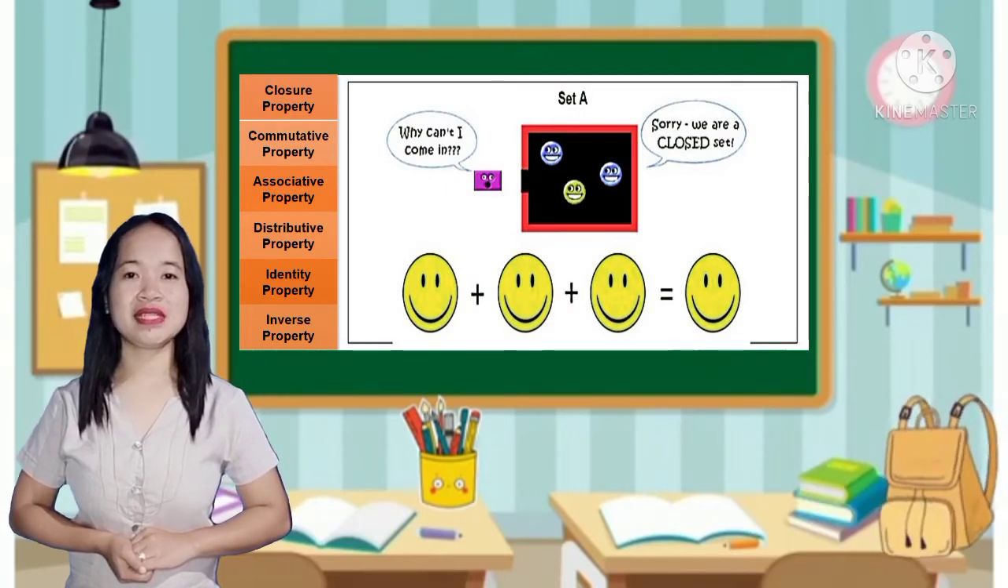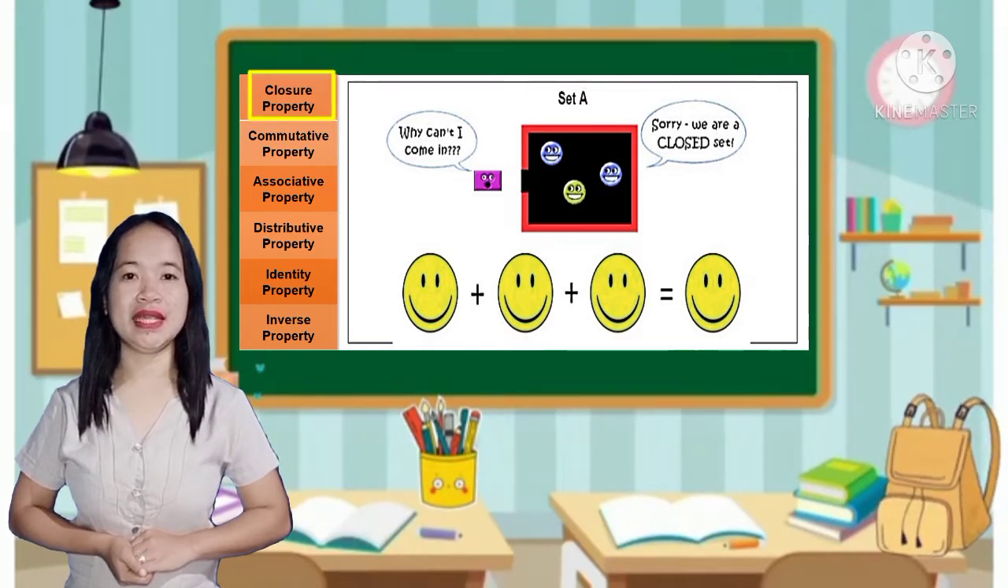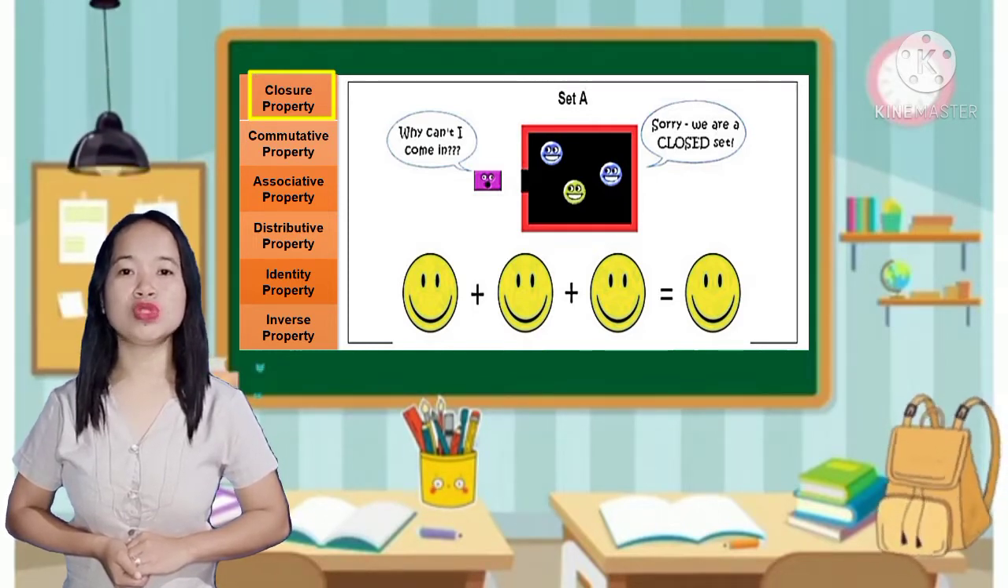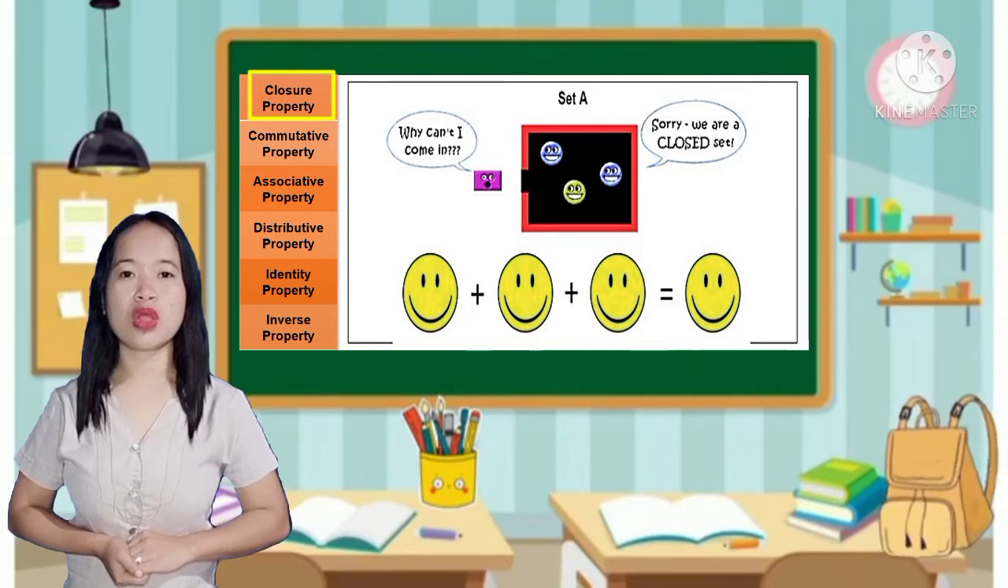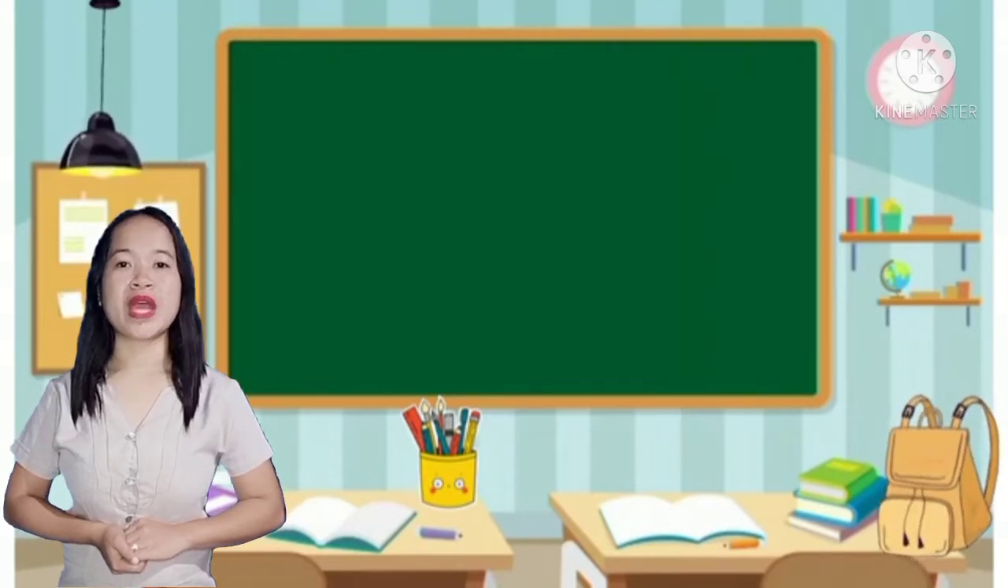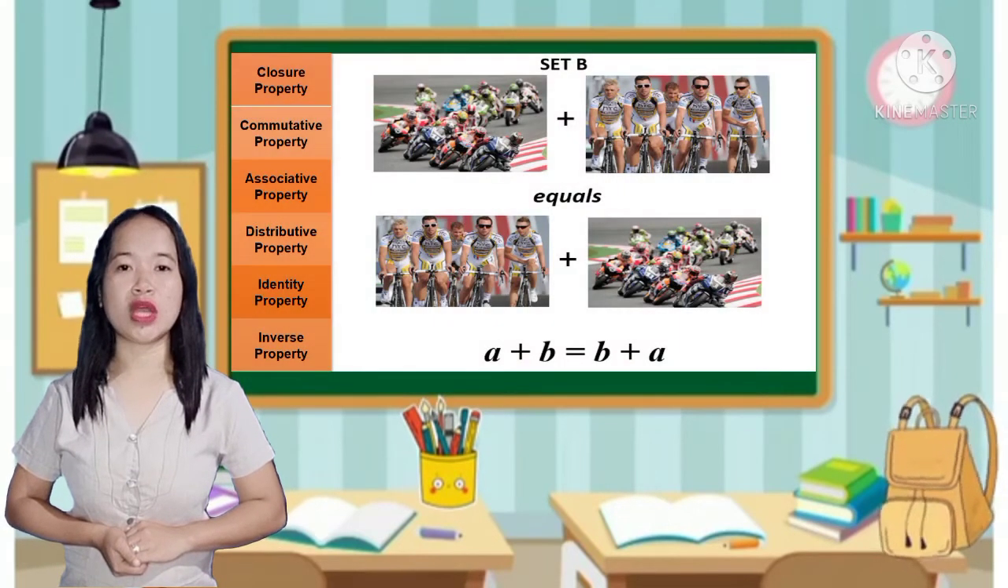The answer is closure property. As you can see in the picture, there are three circle emojis inside the box, and they will not let the square emoji to come in. Therefore, a circle emoji added to another circle emoji is still a circle emoji. Now let's have the second one.